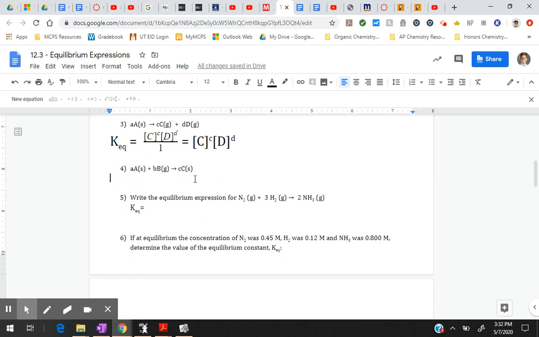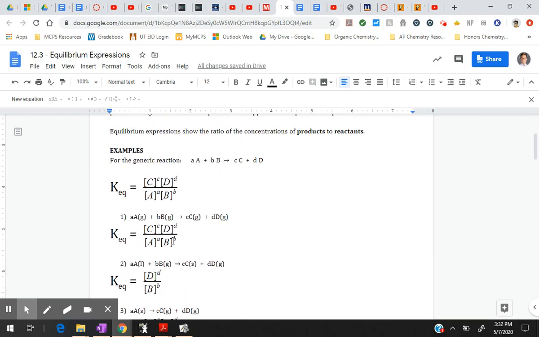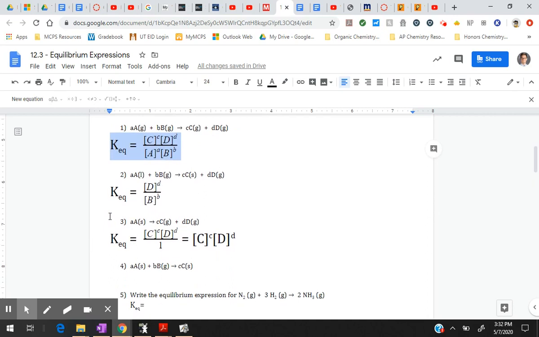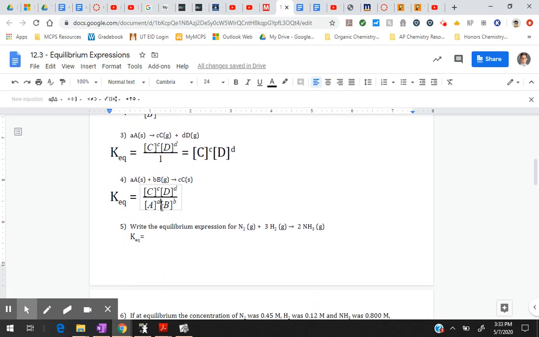Similar scenario here. Oops, didn't mean to take an entire screenshot. Similar scenario here for number 4. A is a solid, so that will not be in my expression. C is a solid, so that will not be in my expression.